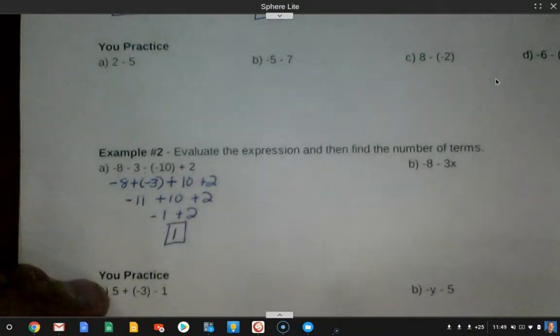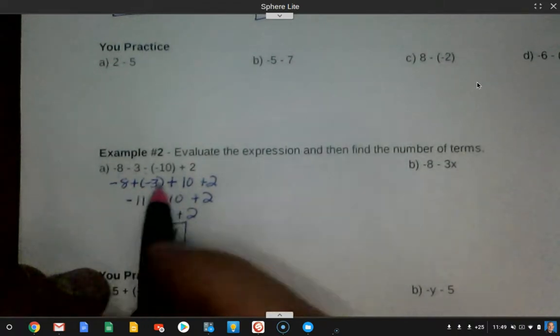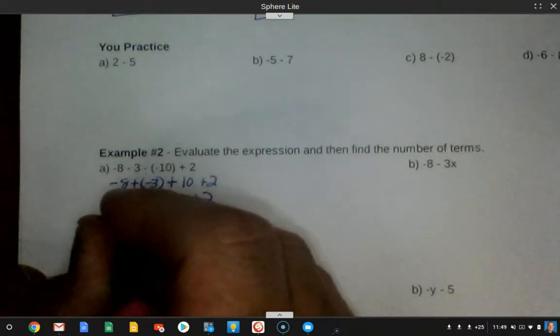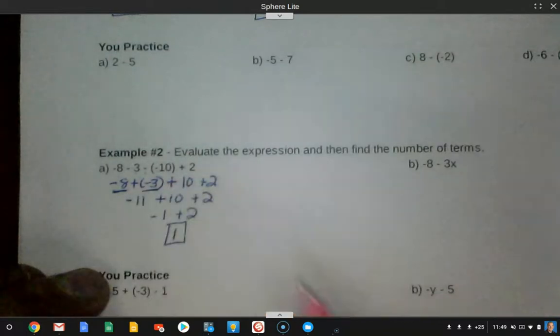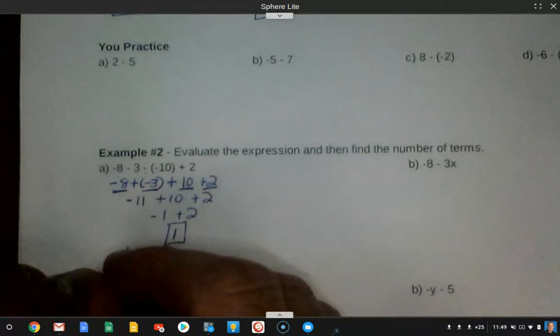We also want to find the number of terms that we have. So for example, up here, I wrote it as an addition problem. So this would be a term, this would be a term, this would be a term, and this would be a term because they're all separated by plus signs. So I have 4 terms.